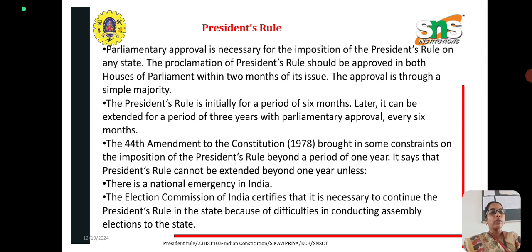The 44th Amendment of the Constitution 1978 brought in some constraints on the imposition of the president rule beyond a period of 1 year. It says that president rule cannot be extended beyond 1 year unless there is a national emergency in India, and the Election Commission of India certifies that it is necessary to continue the president rule in the state because of the difficulties in conducting the assembly elections of the particular state.